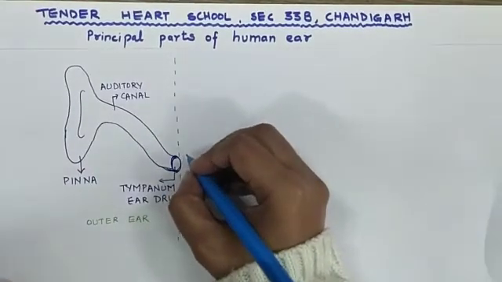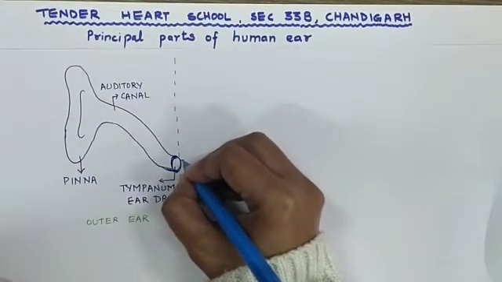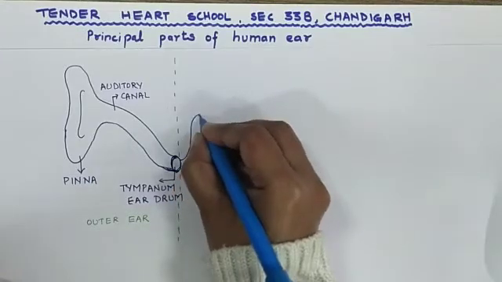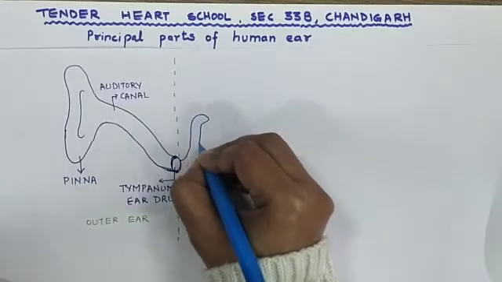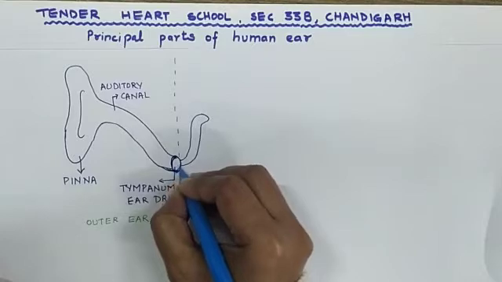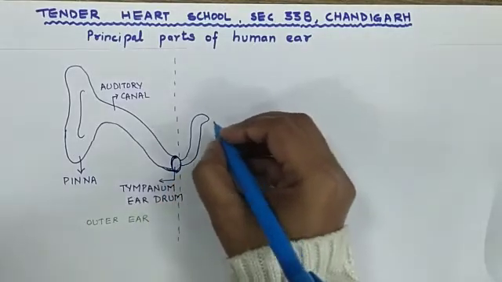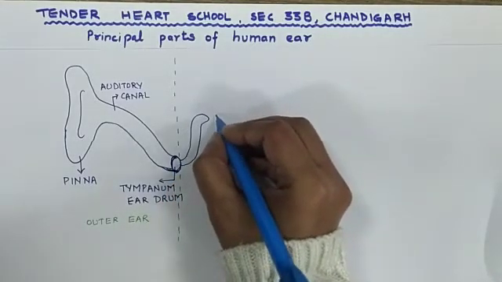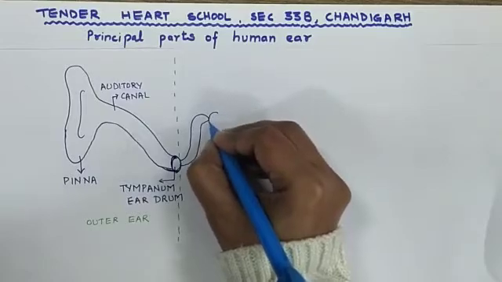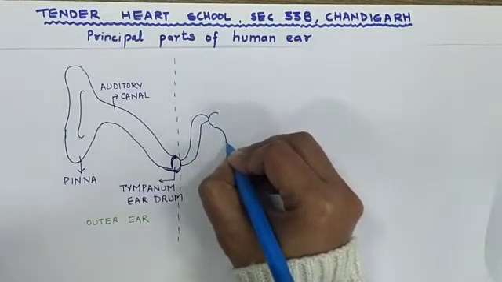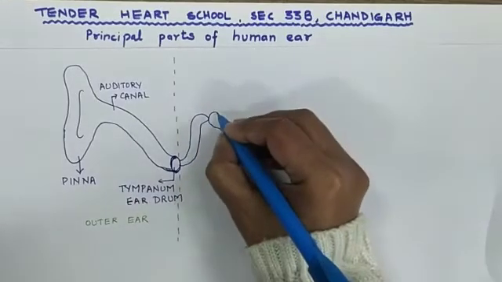The middle ear has three tiny bones. The first bone is the malleus. The malleus bone is connected to the eardrum. Malleus is the first bone. The second bone we have is the incus. Incus makes a connection with the malleus.